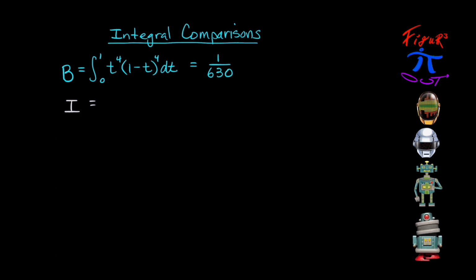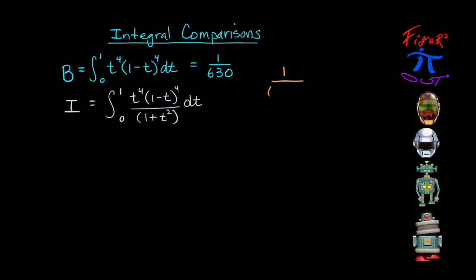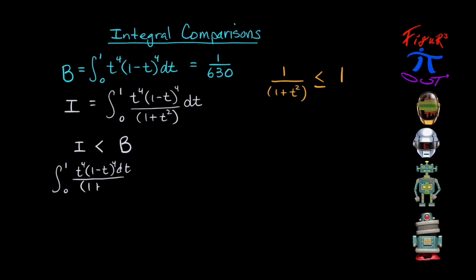So let's consider an integral that's similar to this, except where the integrand is divided by 1 plus t squared. We can make an argument here using the integrands. 1 over 1 plus t squared will be less than 1. And that's because t is going to be in the interval from 0 to 1, so t will be a fraction, and therefore 1 plus t squared will be a positive number, and it'll be less than 1, except for when t is equal to 0.